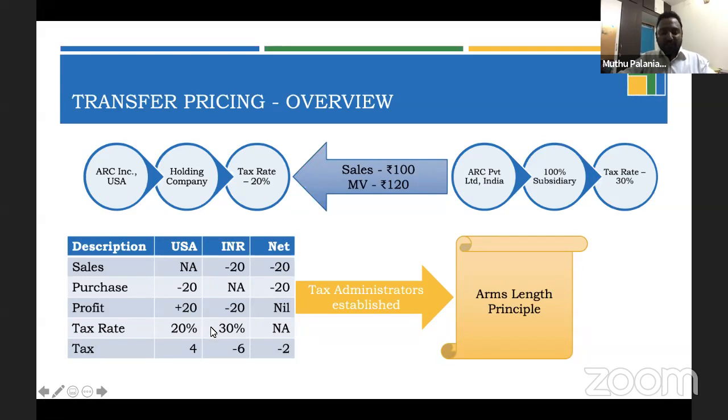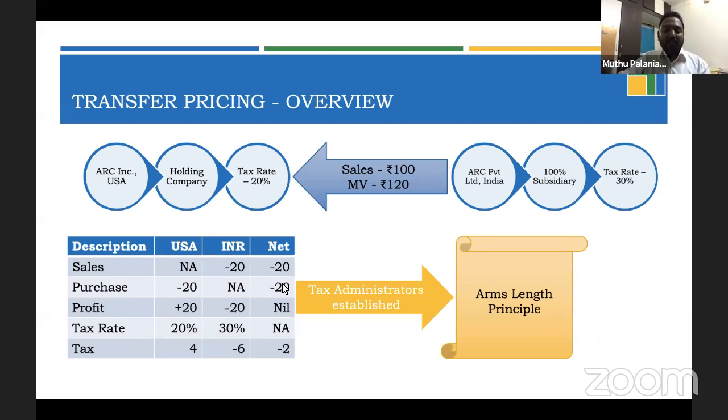So at a tax rate of 30%, India will be saving a tax of rupees 6, whereas USA will be reducing their purchase cost by 20, which means their profit will go up by 20. Since their tax rate is 20%, their net tax impact will be 4. So when you're combining these profits as a group, there is a tax saving of 2 rupees. That is 10% on 20 rupees. You're saving a tax of 2 rupees when you're talking in the collective books of accounts, that is your consolidated books of accounts.